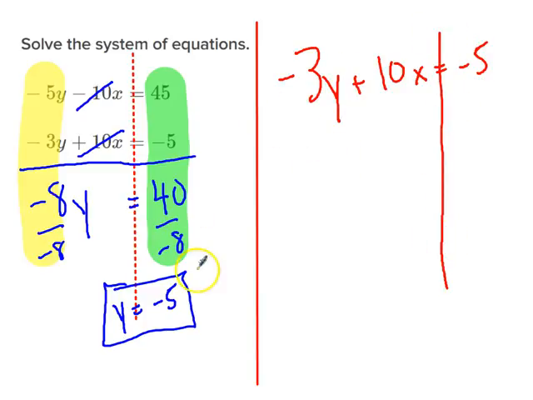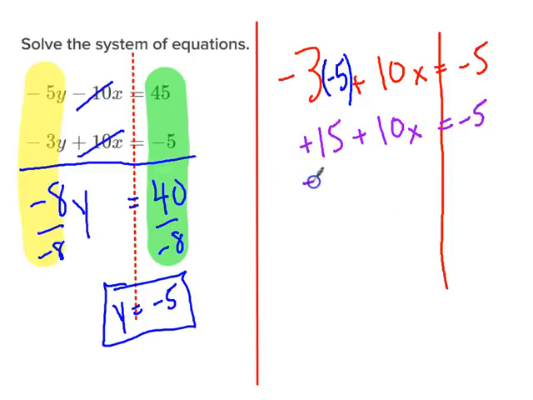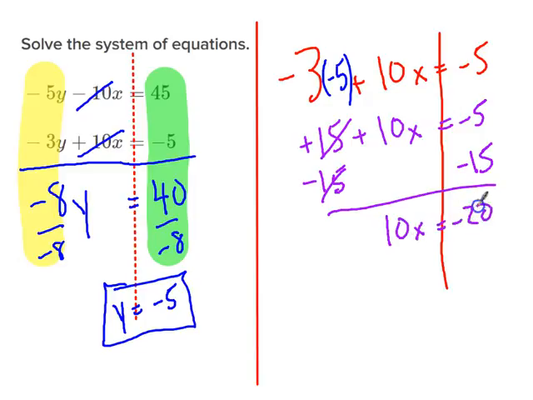And it's kind of amazing we're going to get the same answer so long as we do it the right way. So I'm going to replace the y with -5. Replace the y with -5. And purple is good. Negative times a negative is a positive. 15, 10x, -5. Subtract 15 from both sides. Why did I put 12? Cancel your opposites. 10 times x is -20. Divide by 10. X is -2.